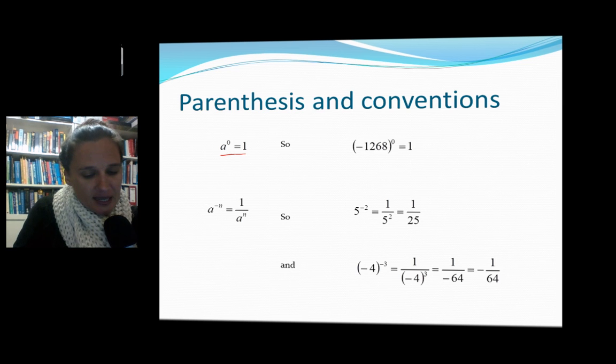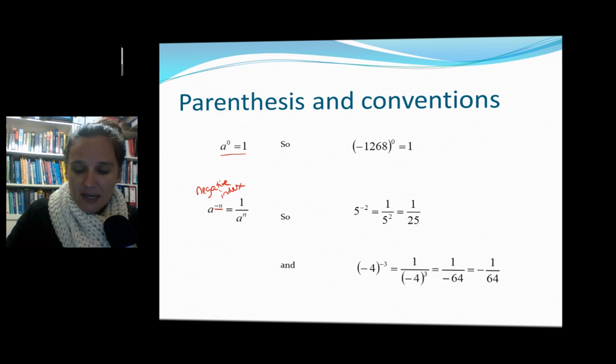Our next example is our negative index. Here we have a to the power of -n. What that means is we make this a fraction, with 1 at the top and a to the power of n at the bottom. So here we've got 5 to the power of -2. It's 1 on 5 squared, which is equal to 1 on 25.